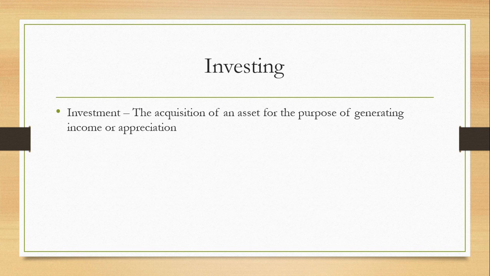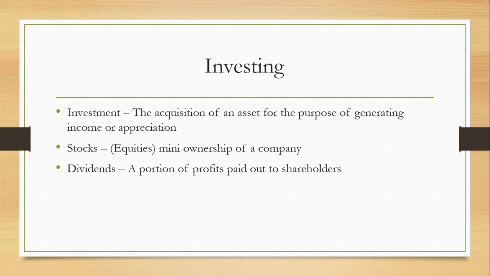Investing. Investing is the acquisition of an asset for the purpose of generating income or appreciation. So it's something we're going to buy that hopefully is going to increase in value. Stocks, also known as equities, is the mini ownership of a company. Dividends are a portion of the profits paid out to shareholders. So I buy stock, the company makes money, is profitable, they split some of those profits, I get rewarded for buying their stock, I get a dividend.